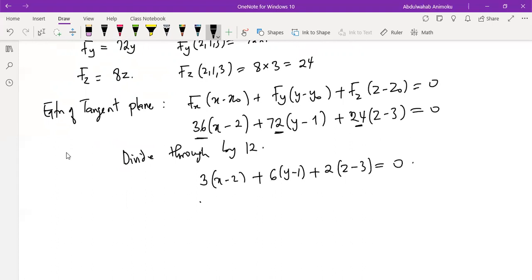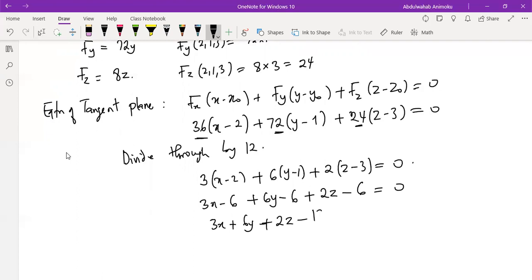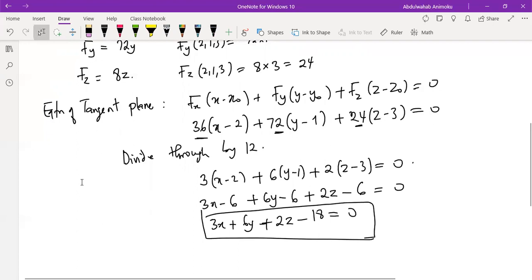Right? Now you can expand. So 3 times x is 3x, 3 times minus 2 is minus 6. Then you have plus 6y minus 6. Then you have plus 2z minus 6 equal to 0. So writing everything together now in a very nice way, we have minus 6 minus 6 minus 6, that's minus 18, equal to 0.